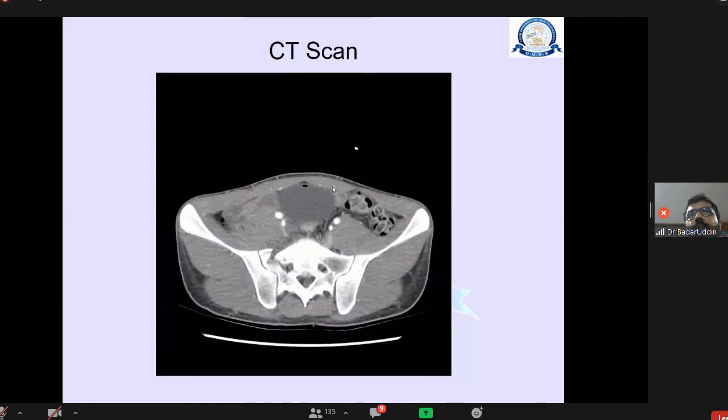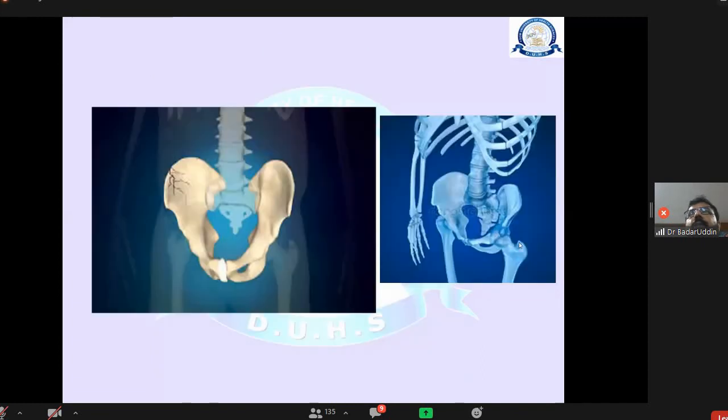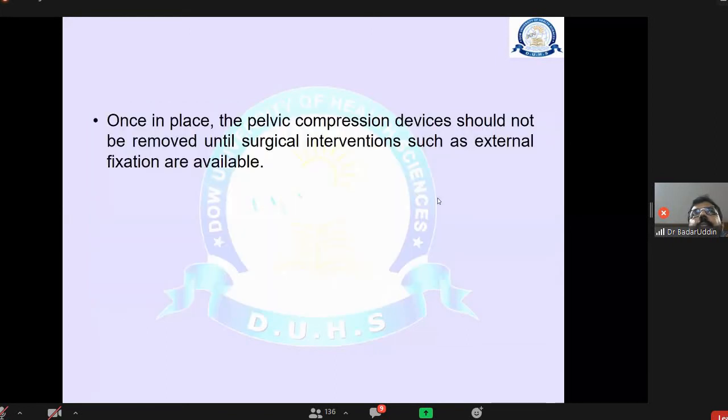And then last we do a CT scan. Recently everybody is doing a 3D CT scan as well to see the exact configuration of the fractures. Once in place, the pelvic compression devices should not be removed until surgical intervention. For example, if you apply the pelvic binder, don't remove it until you do some surgical intervention, meaning you apply a fixator. And if you apply the fixator, don't remove it until you do the definitive fixation with a plate or screw.